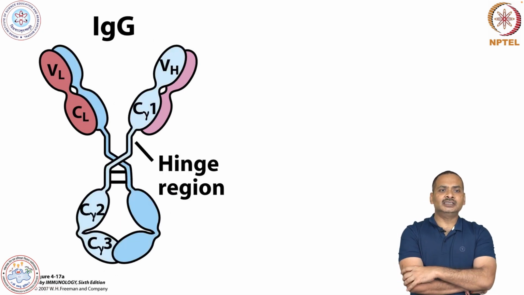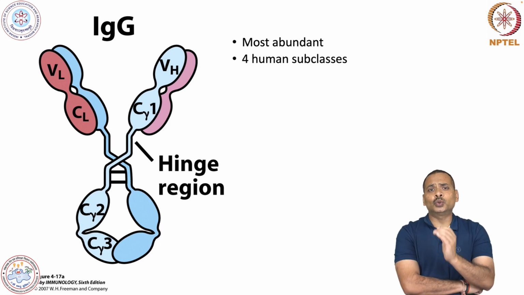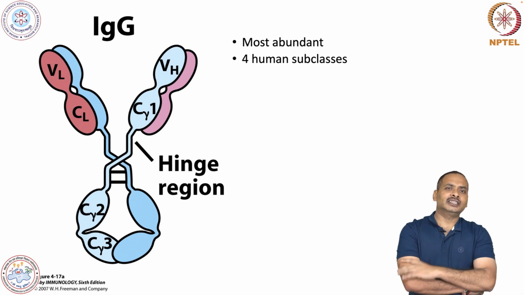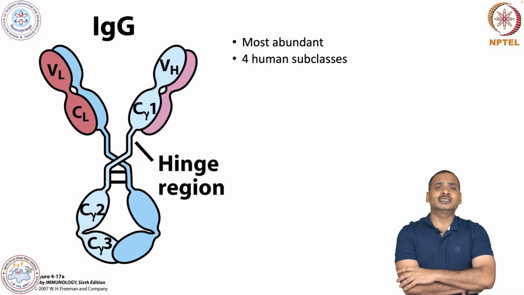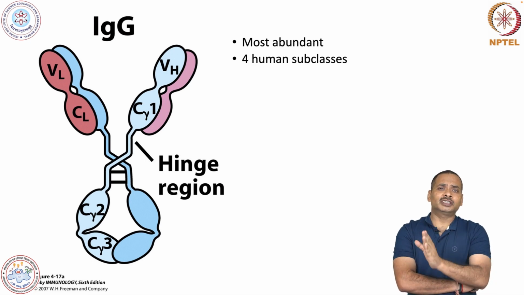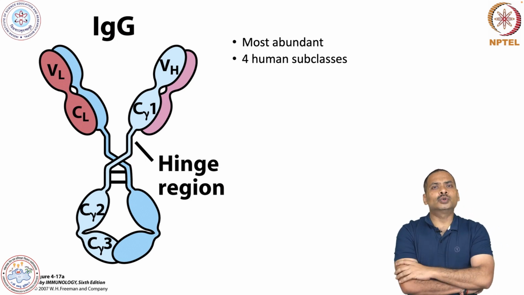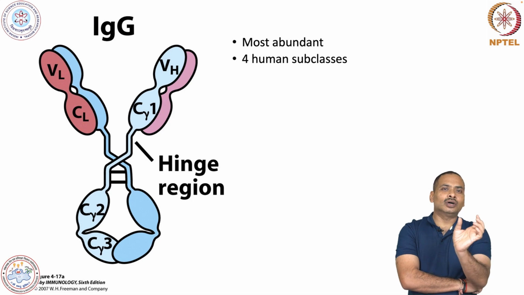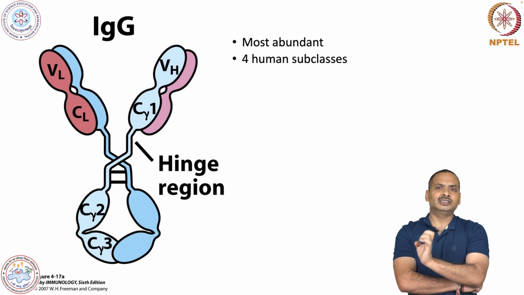Another is IgG. Here you can see that there is a very big hinge region, and it is the most abundant immunoglobulin, and there are 4 subclasses of IgG. If you remember the previous table where the molecular formula was given, over there you have seen that gamma 1, gamma 2, gamma 3, gamma 4 heavy chains are there. Therefore IgG is of 4 subtypes, and you can call them IgG1, IgG2, IgG3, IgG4.